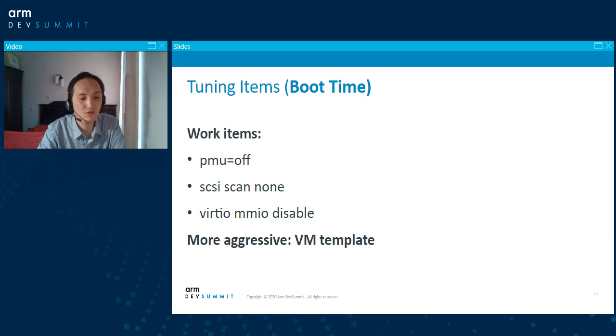This is the tuning items what we have done for the boot time. For example, we disable the PMU initialization because it will take about 20 to 30 milliseconds. And we set the SCSI scan mode from synchronization mode to none mode. And we disable the Virtual MMIO device initialization because Kata Container will not create any Virtual I/O MMIO device on Arm64. We could consider a more aggressive way to speed up the boot time, something like VM template.